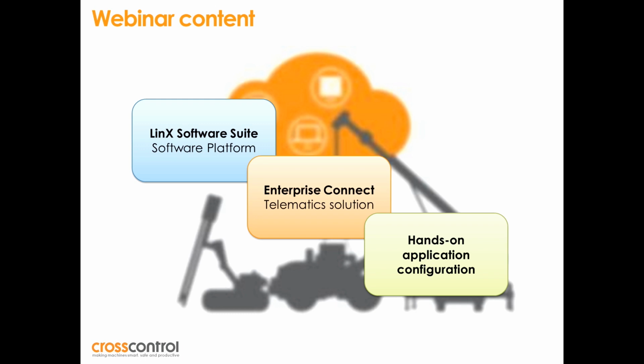The session today is divided into 3 parts. First, we will go through the LinX Software Suite, the software platform, which is more a general overview of the software platform that CrossControl provides to the customers. And then we will dig into one of the modules within the suite, which is called the Enterprise Connect, which is the telematics solution. And we will finalize the webinar today with a hands-on application configuration, and that is done by Jesper, which is a pretty cool part that I hope that you will participate with us with.